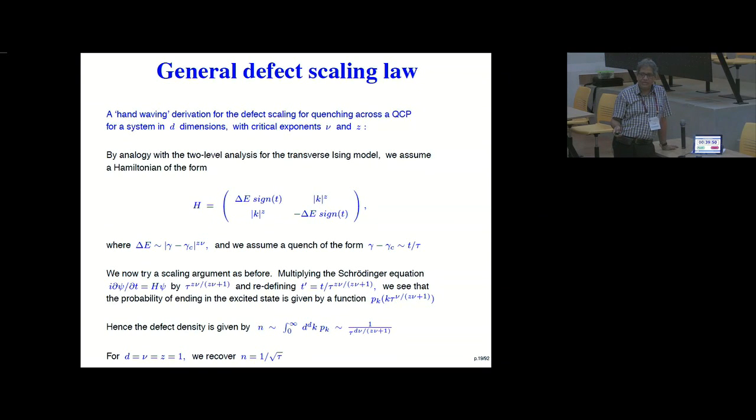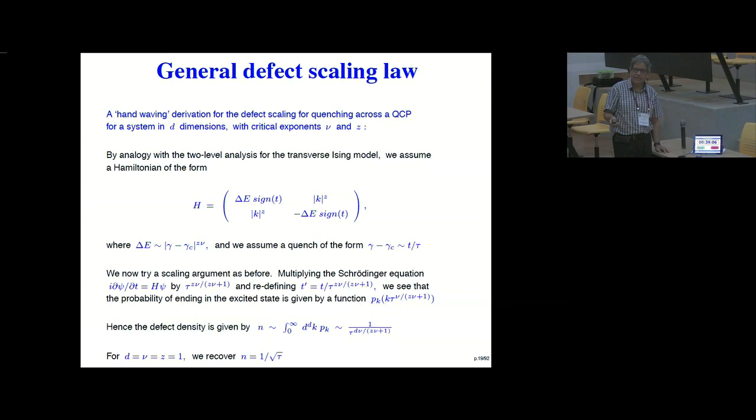Then the density of defects is given by the integral of pk over all k. And this is a d-dimensional integral if you're in d dimensions. And again, a dimensional argument, d^d k is like k to the power d minus 1 times dk. So just a dimensional argument will tell you that you get a formula like this. So there's a general formula for Kibble-Zurek in any dimension d with these critical exponents there. So you really don't need to know any of the details of this two-level system to get this formula. And for d equals nu equals z equals 1, which is true for the transverse field Ising model, you get 1 over root tau.